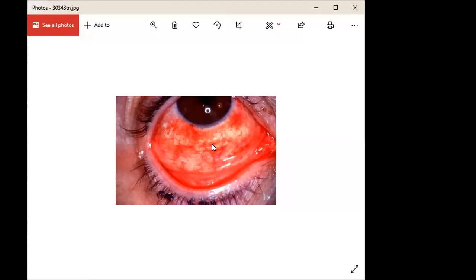The corneal sign is superficial punctate keratitis, as I already told you in the case of trachoma. Here also superficial punctate keratitis may be seen, right? And a systemic sign is that the preauricular lymph nodes may be enlarged. So that is about adenovirus keratoconjunctivitis.